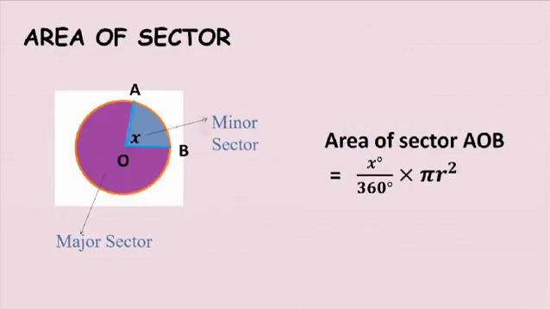Now for the area of sector. So you can see here we have a sector AOB, the minor sector, which is the smaller one, and then you'll have a major sector. So if I want to find the area of a smaller sector AOB, again, this is part of the area of a circle. So I will have a formula x over 360 degrees times pi r square. So for length of arc, it's part of the circumference, and we use 2 pi r, whereas here for area of sector, it's part of the area of a circle, so we use pi r square.